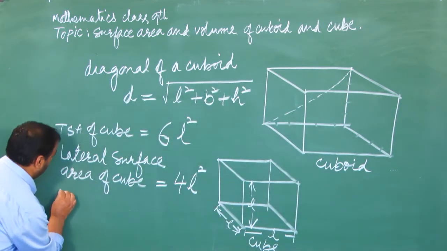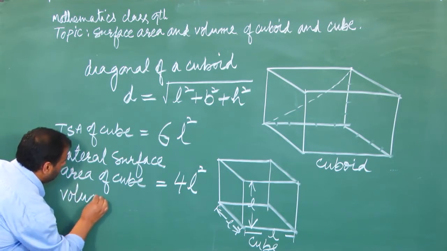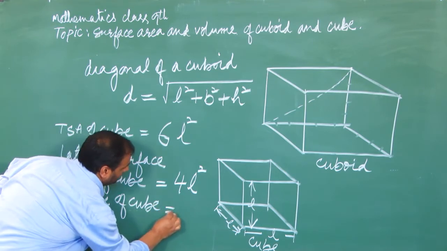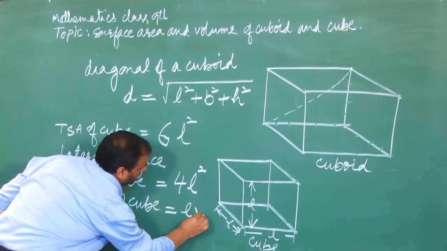Now come to the volume of cube. Volume of cube is equal to length, breadth and height.